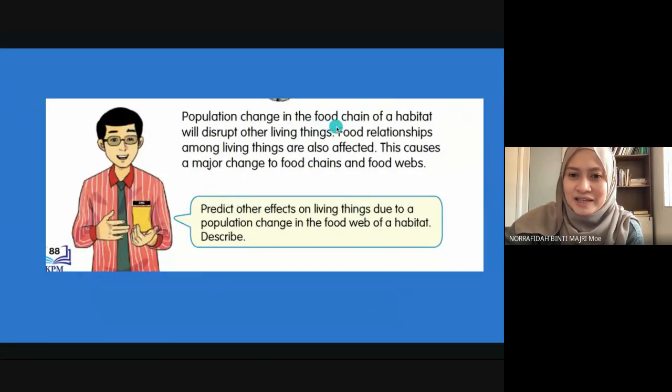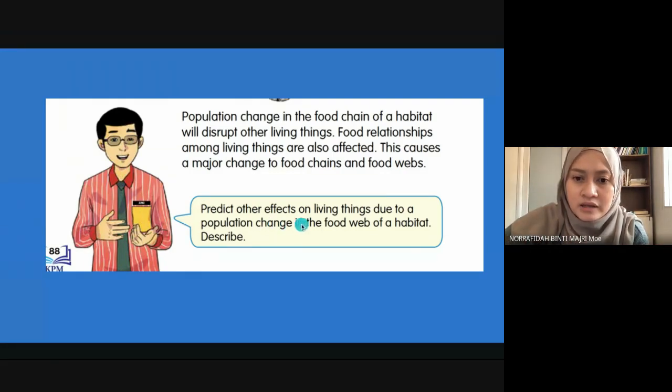So back to our lesson today. Population change in the food chain of a habitat will disrupt other living things. Food relationships among living things are also affected. This causes a major change to food chains and food webs. If there are any changes in the food web, for example, all the plants are destroyed, what are the food sources for the animals that eat the plants? That will give bad effects to the animals that eat the plants because they have no plants.